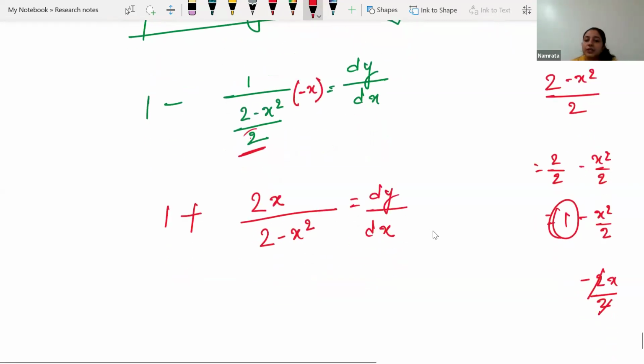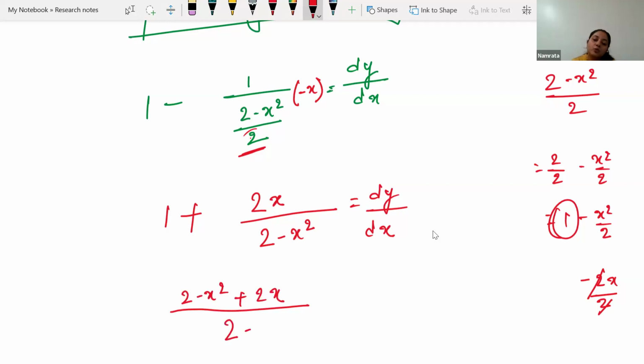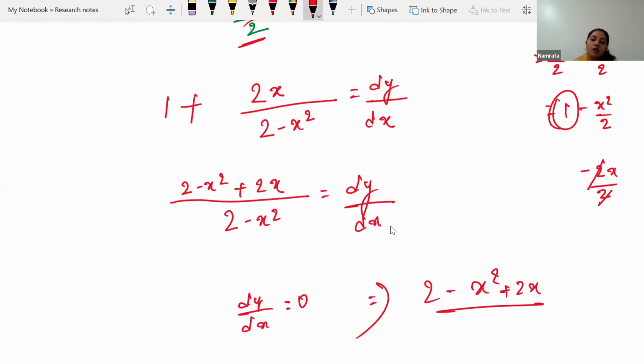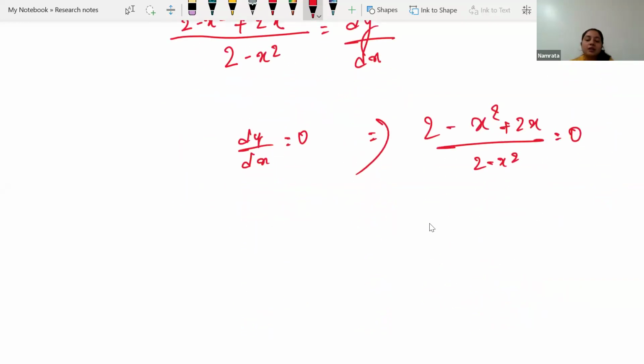For finding the critical point, we'll be doing dy by dx is equal to 0. But let's simplify this left hand side at first. So we will be having 2 minus x square plus 2x in the numerator over 2 minus x square is equal to dy by dx. Now if we compare with 0, dy by dx 0 implies that 2 minus x square plus 2x over 2 minus x square is equal to 0. Then the denominator can't be 0. Okay, the numerator we can compare with 0.